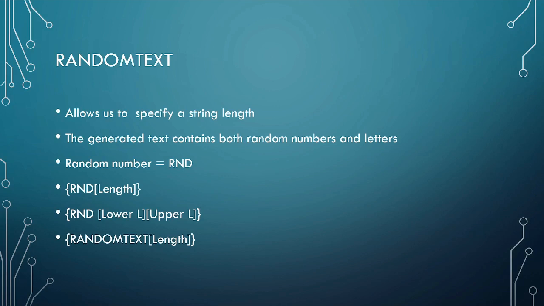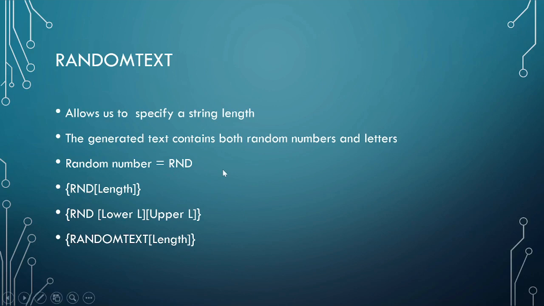So for generating a number, we will give the command RND, and if we want to give the length also, say for a credit card number whose length should be not more than 10 as per the requirement, we will give the length 10 inside the parameter, and our command will be RND.